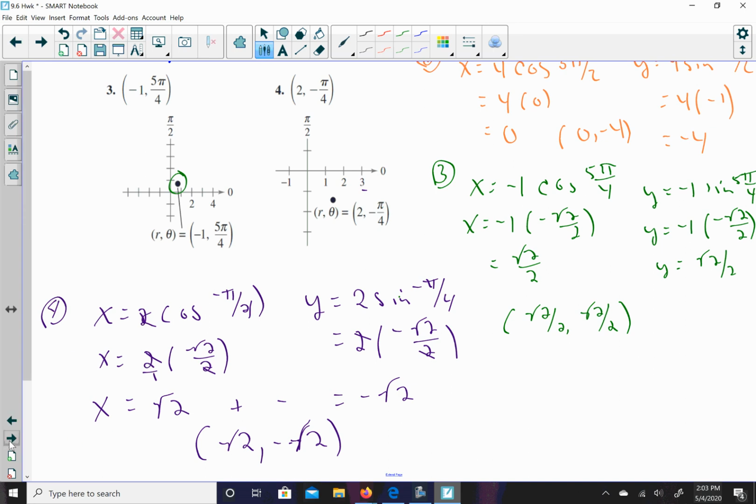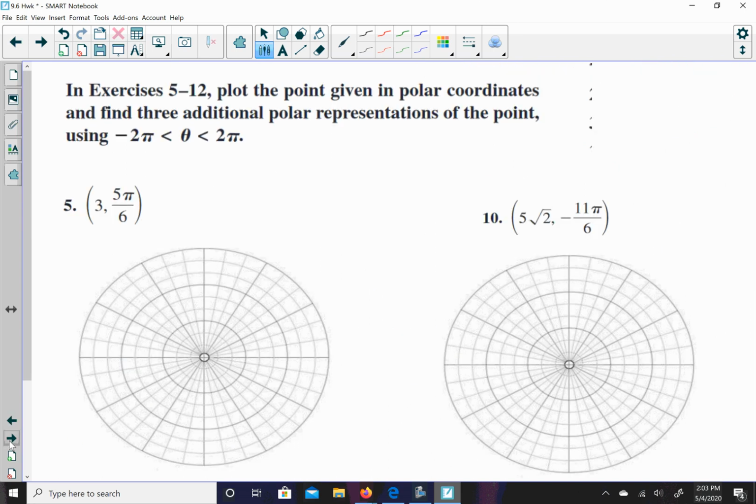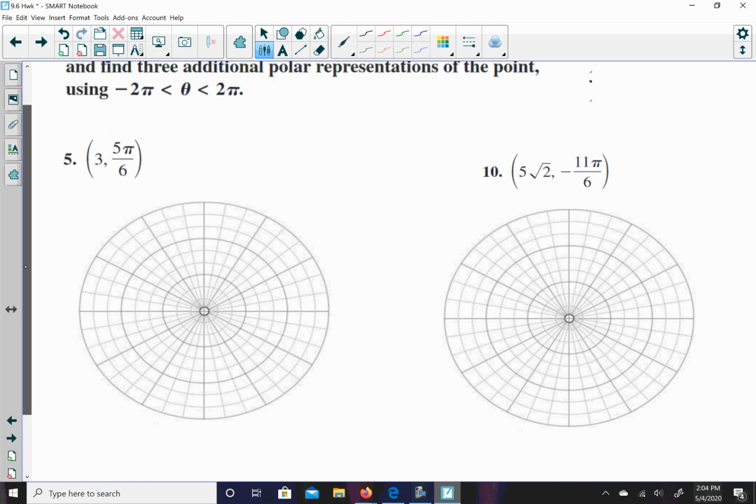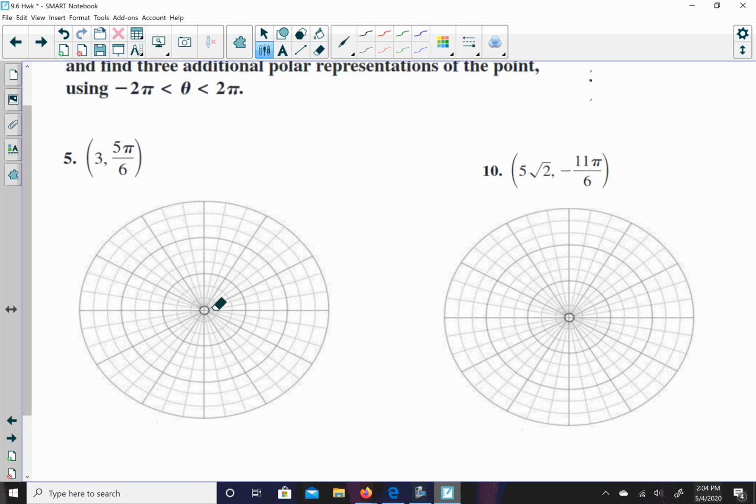Going on to the next one. It says plot the points in polar coordinates, then find 3 additional polar representations of the points. So I put the same graph paper on this slide that's on the Blackboard quiz that you'll be taking. And this is the same paper that we'll use on any assessments, tests, quizzes. So let me explain this paper. This starts my radius.